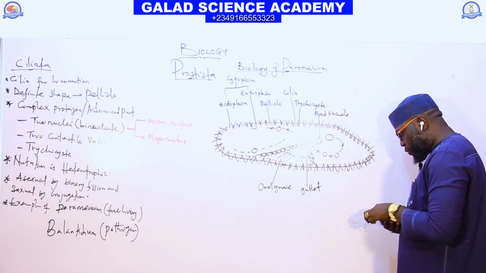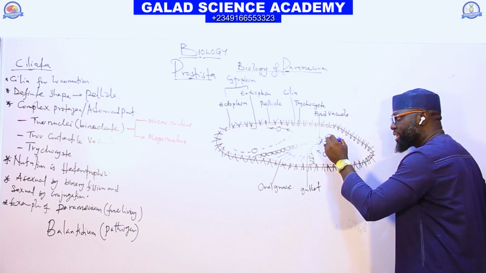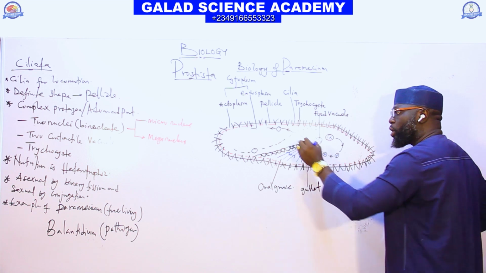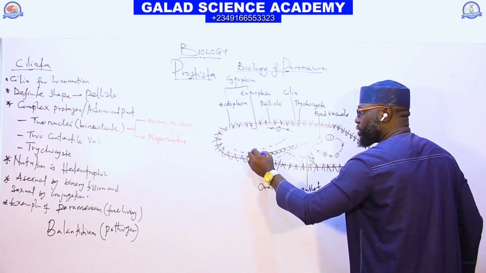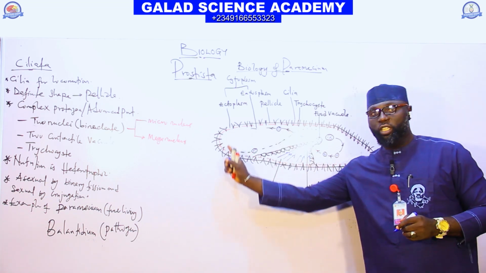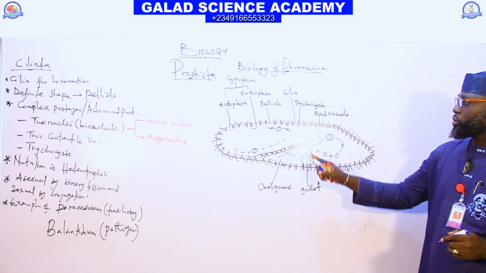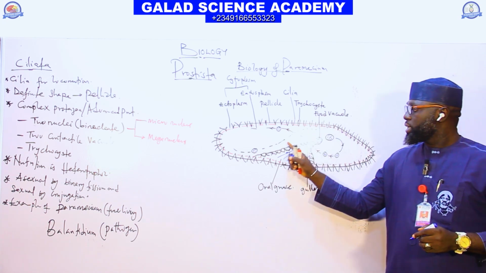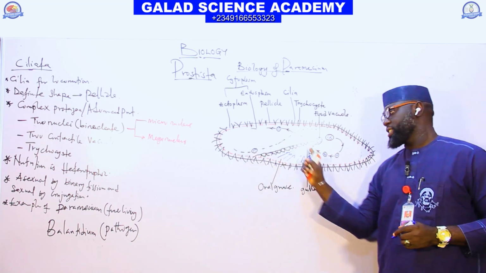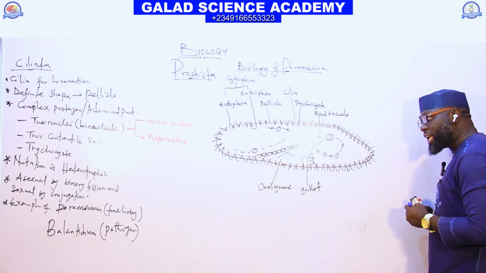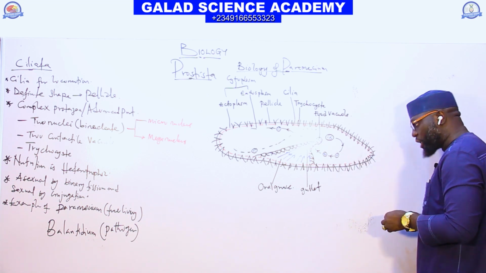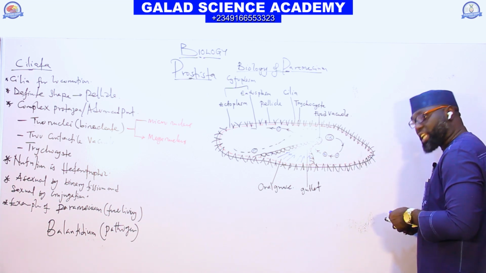So the movement of food vacuole in the cytoplasm of Paramecium, it will move through the process of cytosis in the form of a figure 8. And the Paramecium caudatum has two contractile vacuoles.